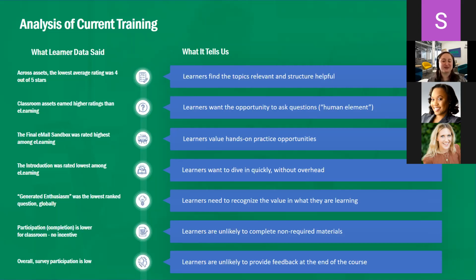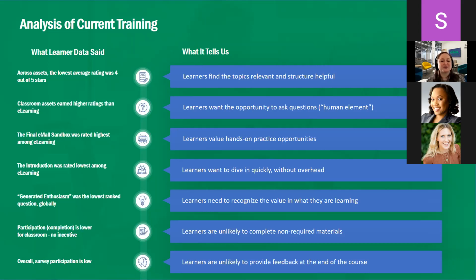Participation, and we're measuring that by completion or attendance, was much lower for the classroom in the former training. Part of that, we saw there was no specific incentive or requirement for attending. And so that tells us learners are pretty unlikely to complete non-required materials. Again, thinking back to that slide we saw earlier about the modern learner, we know they've got lots of pressures on their time. They have lots of distractions and they're overwhelmed, and everyone needs everything now. And so those things are unlikely to happen unless we do incorporate it into the learning journey.